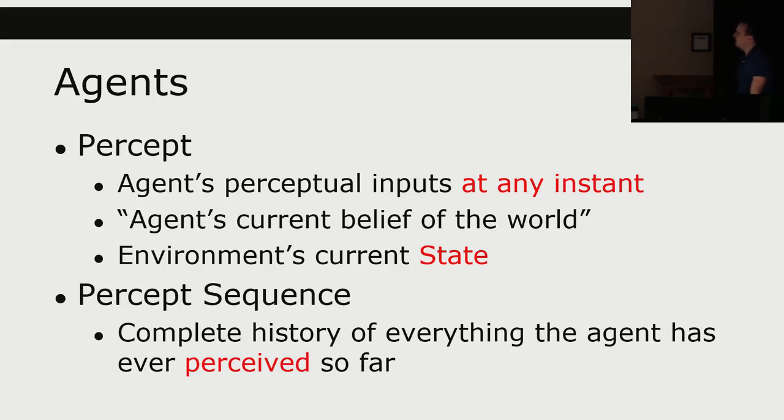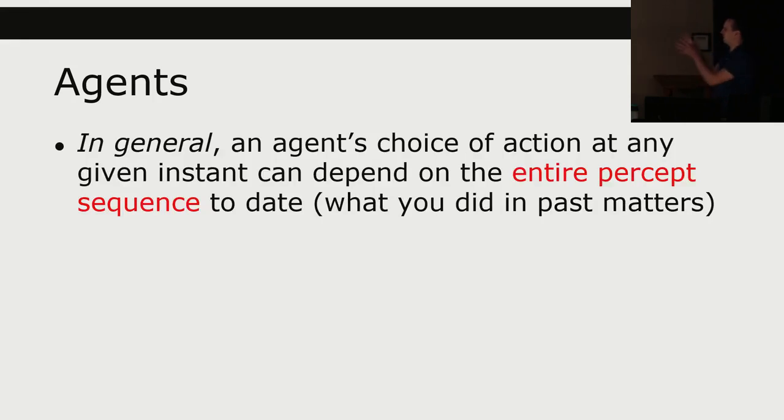A percept sequence, then, is the complete history of everything that the agent has ever perceived so far since the beginning of its training or its decision-making process, right? So maybe I started the robot over here and it's wandered and now it's over there. Does it have the full history of everything that it's ever done and everything that it's ever seen? That's actually an important question to ask. So, in general, an agent's choice of action at any given instant can depend on the entire percept sequence to date. So what I did in the past actually matters, okay?